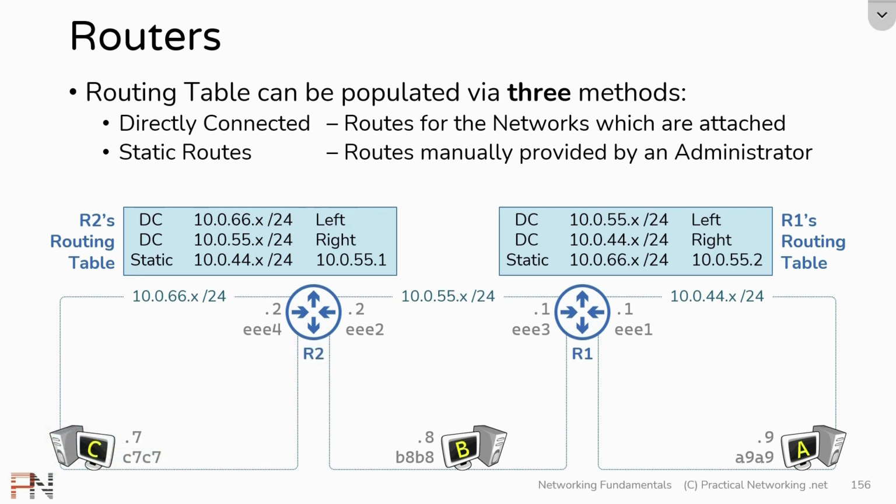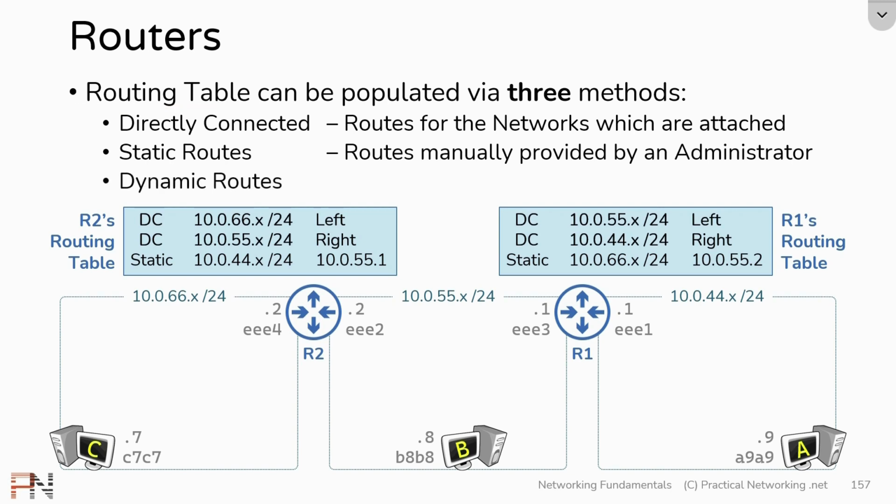So notice we were able to use static routes to tell both of these routers about the networks that they didn't know about because they weren't directly attached to them. The last way that a routing table can be populated is what's known as dynamic routes.